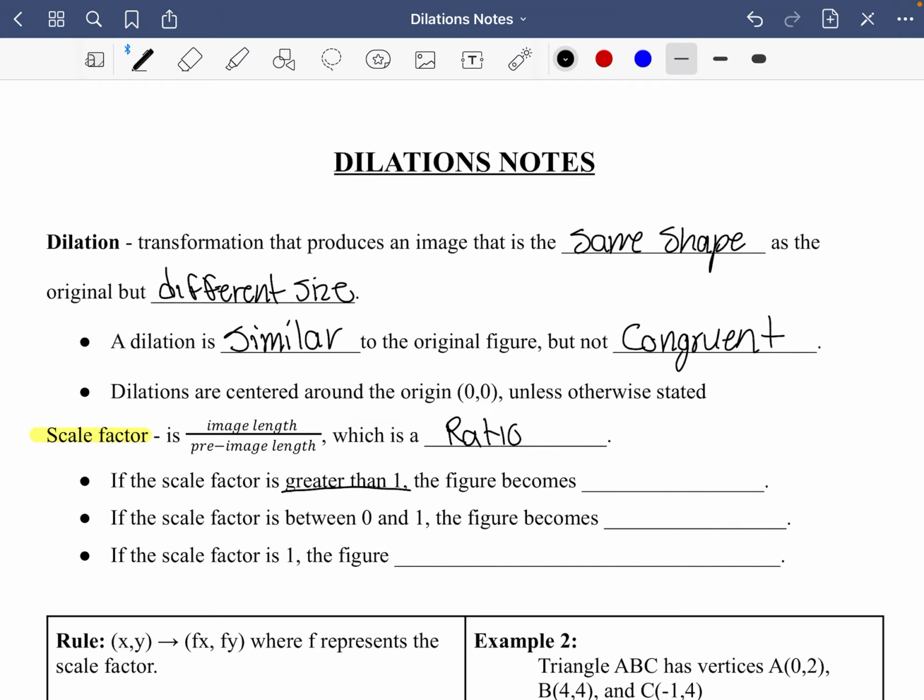And if we do see the scale factor, if a scale factor is greater than 1, the figure is going to get larger. If the scale factor is between 0 and 1, it's going to get smaller. And the last key fact is if the scale factor is 1, the figure stays the same size.